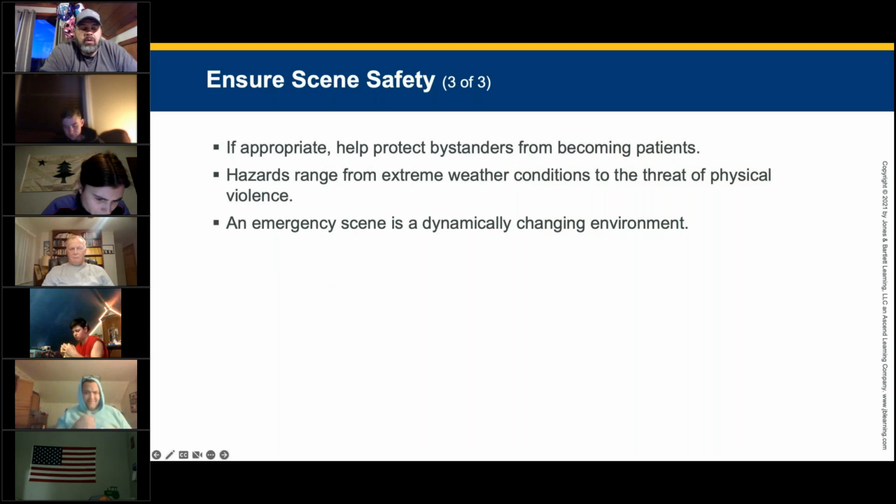Some of the hazards: extreme weather conditions, right up to the threat of physical violence. An emergency scene is a dynamically changing environment, meaning at any second, you could go from having a safe scene to having an unsafe scene. You've got to keep your head on a swivel and you've got to be prepared for that. You've got to be prepared to make changes if you need to.